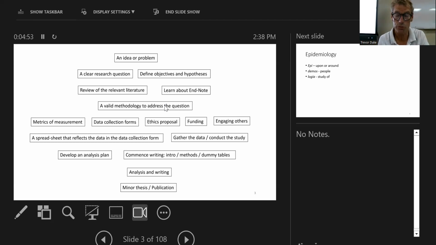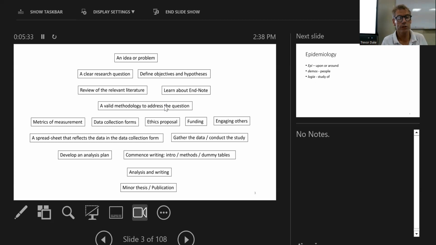For most research, you have to put through an ethics proposal. Funding is usually not something that you apply for in your DCH or your MEd projects, but you can if you need to. And most research, not all, but most research requires engaging other people, whether it's you're collecting data in the emergency department on children who present with gastroenteritis, and you therefore need to engage the nursing staff to identify when children come in with gastroenteritis. So don't just try to do it solely on your own, but also engage other people.